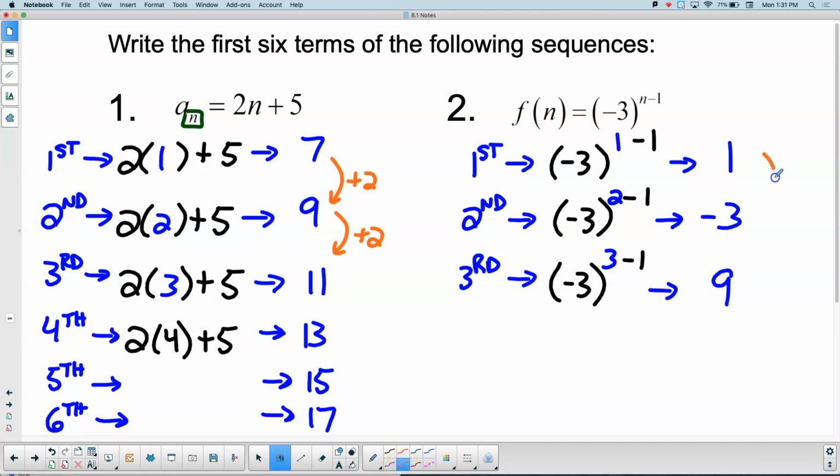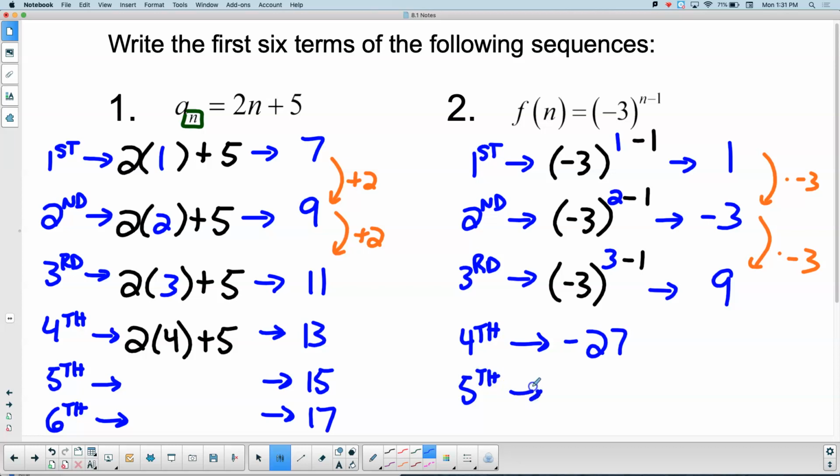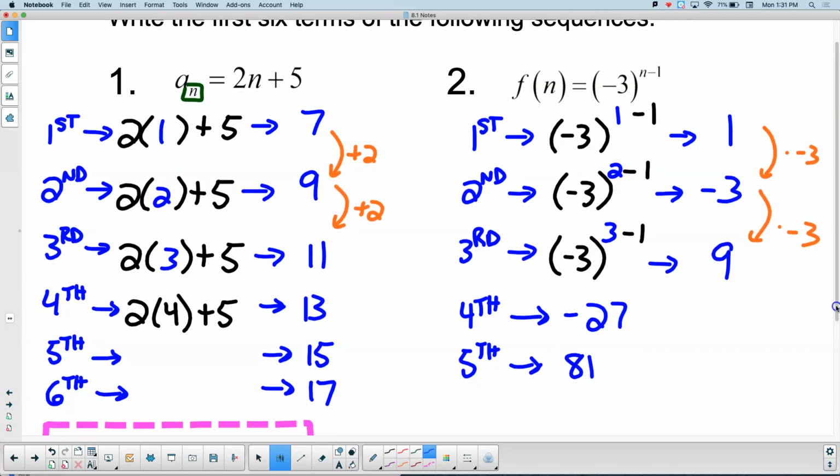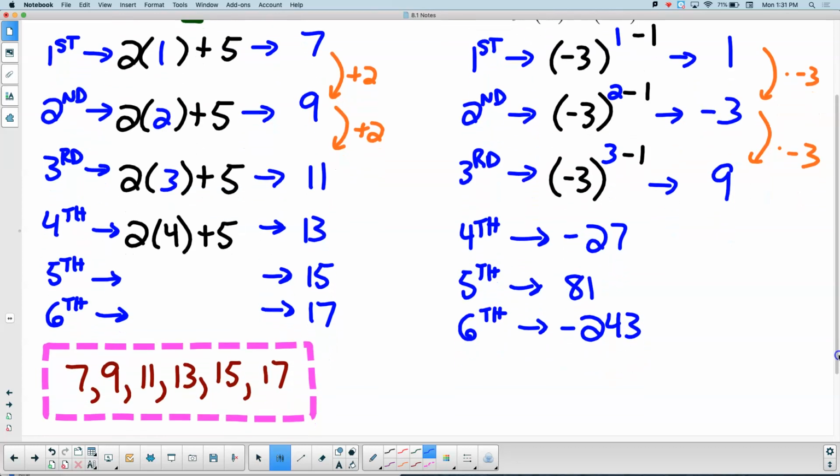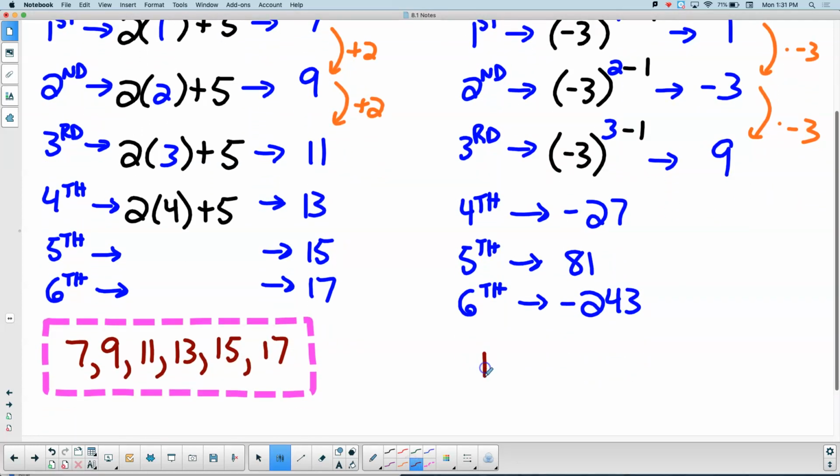It appears to me that we are multiplying by -3 every time. So then my 4th term should be -27. My 5th term should be +81. And my 6th term should be -243. Yep. So if I write these all out, it'd be 1, -3, 9, -27, 81, -243.